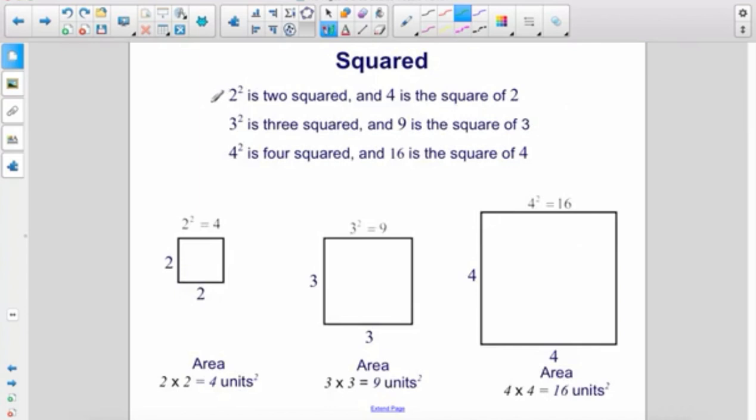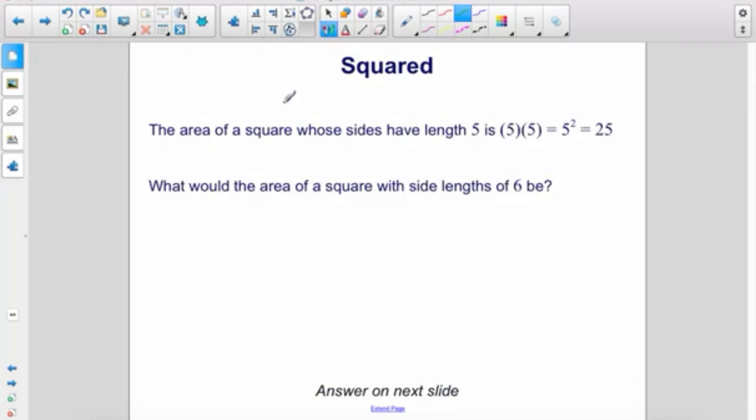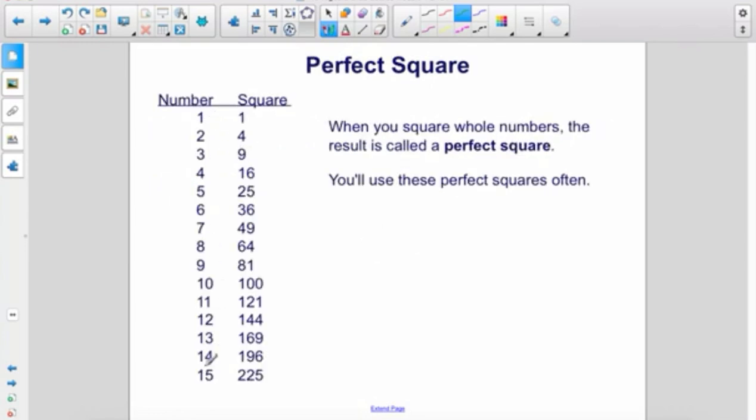2 to the 2nd power is 2 squared, and 4 is the square of 2. 3 to the 2nd power is 3 squared, and 9 is the square of 3. 4 to the 2nd power is 4 squared, and 16 is the square of 4. The area of a square whose sides have length 5 is 25. What would be the area of a square with side lengths of 6 be? 6 squared is 36. When you square whole numbers, the result is called a perfect square. You'll use these perfect squares often.